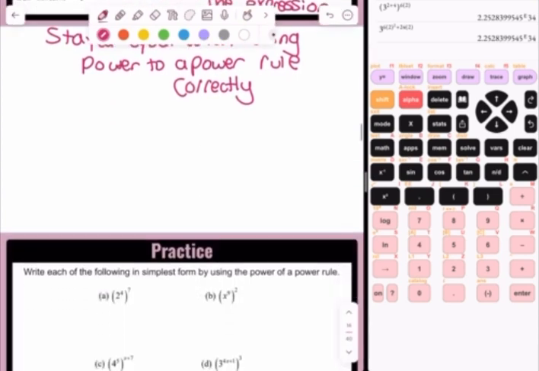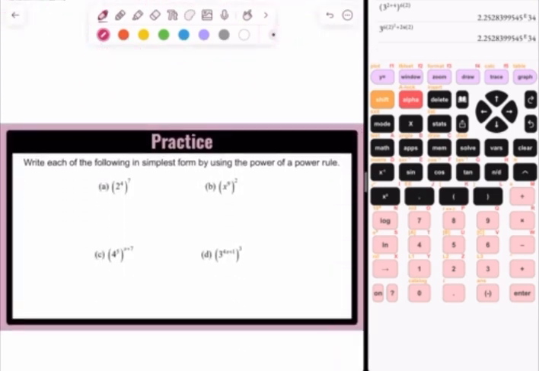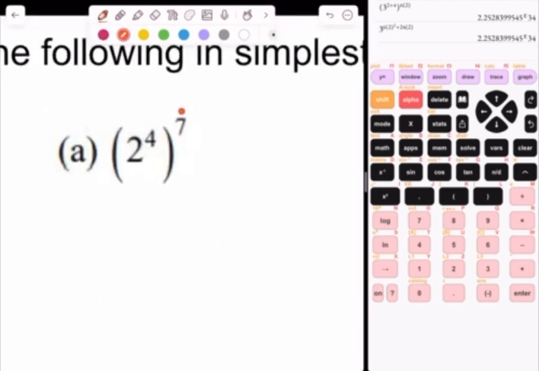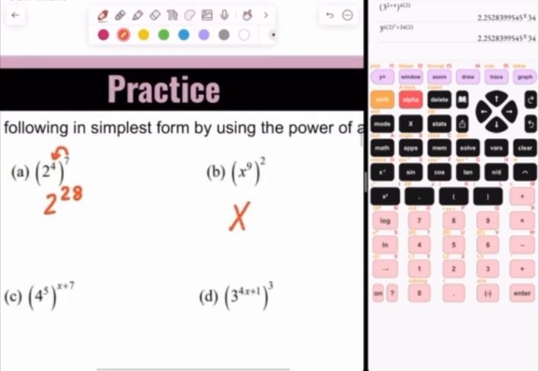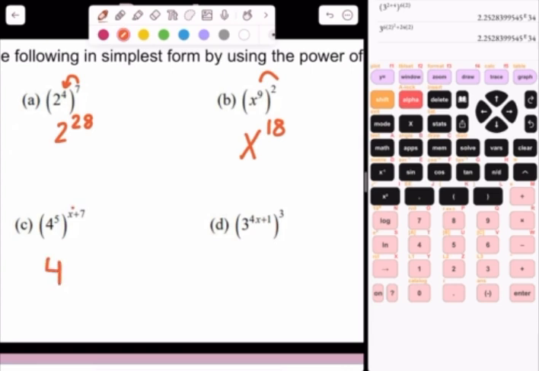Alrighty. Let's look at this practice. Write each of the following in simplest form by using the power of a power rule, which just says that we have to multiply the outside exponents by the inside. So those would be 2 to the 4 times 7, which is 28. Let's look at the next one. x to the 9 times 2 is 18. The next one, 4 to the 5 times x is 5x. And 7 times 5 is 35. And lastly, 3 to the 4x times 3 is 12x. And 1 times 3 is 3. Good.